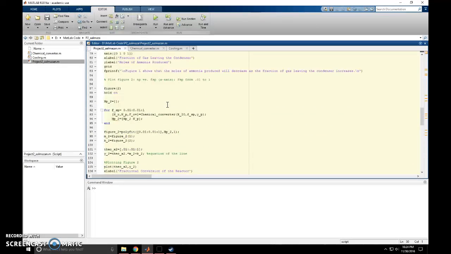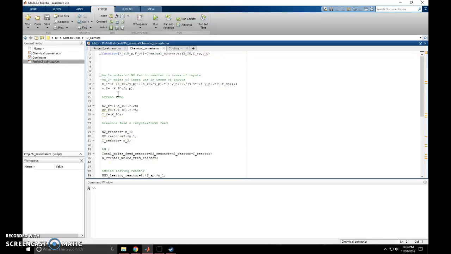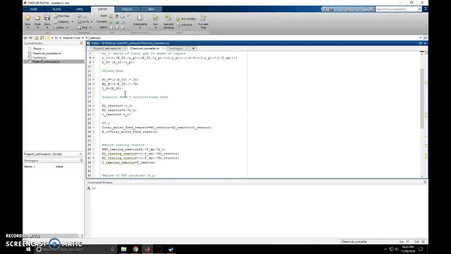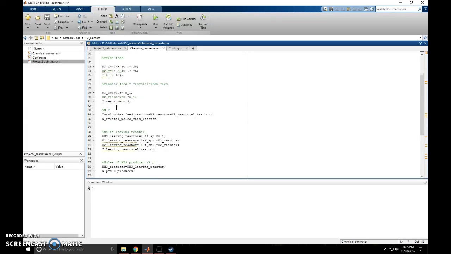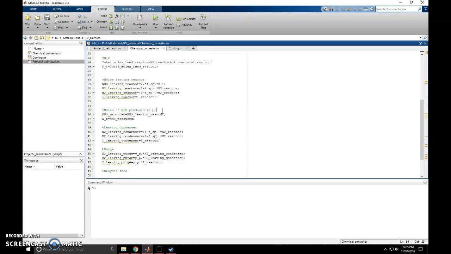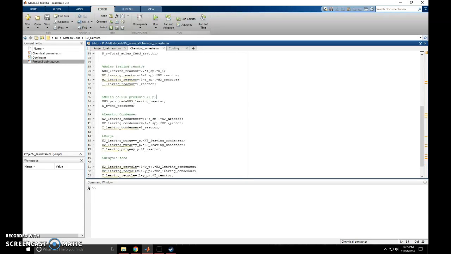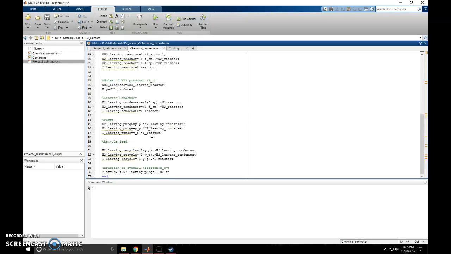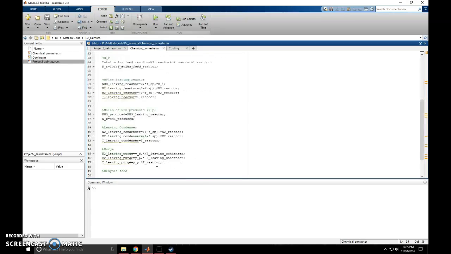So I'll show you the function first, chemical converter. Basically we split our feeds and our streams. So we start off with fresh feed, and we have our reactor feed, which is recycle and fresh feed, and NR, which is moles fed to the reactor, which is one of the 3 outputs we're looking for in task 1. Moles leaving the reactor, moles of ammonia produced, NP, which is another output that we're looking for in task 1. Leaving the condenser, purge, recycle feed, as well as the fractional overall nitrogen conversion. So that's our 3rd and final output that we're looking for in task 1.